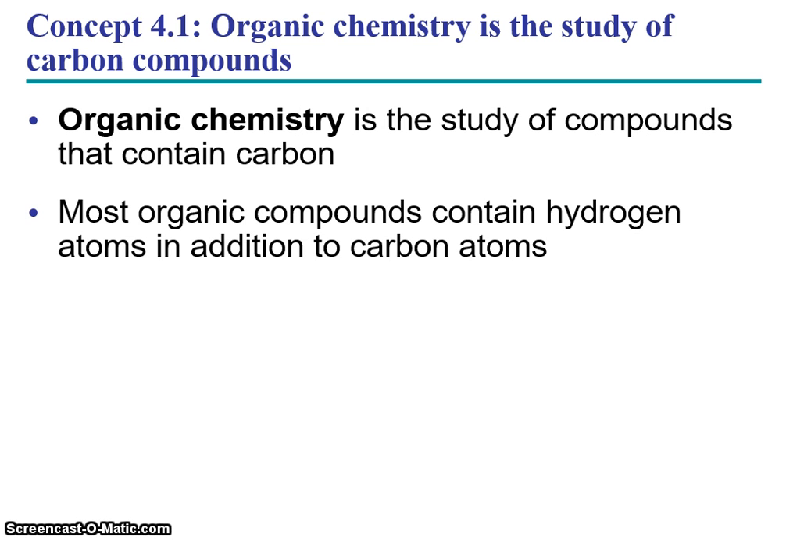Now, additionally, most organic compounds have hydrogen atoms too. So something like methane is going to have carbon and hydrogen, but carbon dioxide, CO2, does not have hydrogen, so it is not considered organic. So that's our two major characteristics of organic compounds. They have carbon and they usually have hydrogen.